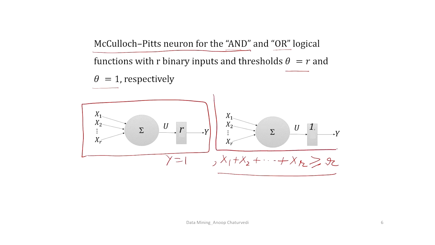Now, this is the graph corresponding to the OR logical function. Here the threshold value is 1. So, you take the threshold value as 1. Then y equal to 1 if x1 equal to 1 or x2 equal to 1 or x3 equal to 1 and so on, or xr equal to 1. So, this is the graphical representation for the OR logical function.